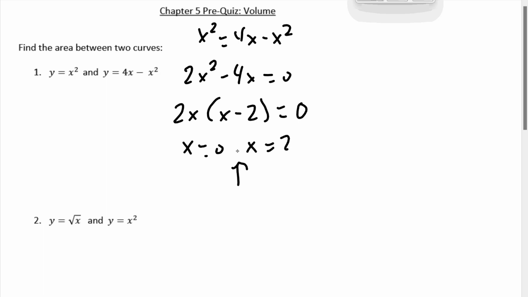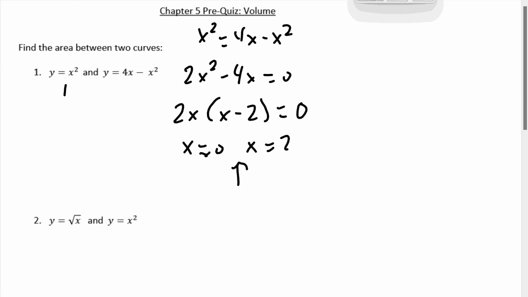So plug a number in between to test which one's on top. So I pick 1. Pick 1, 4 minus 1 is 3. So this one is on top.